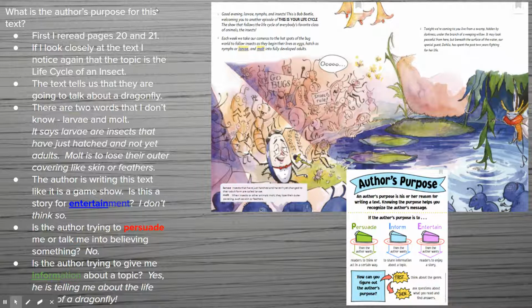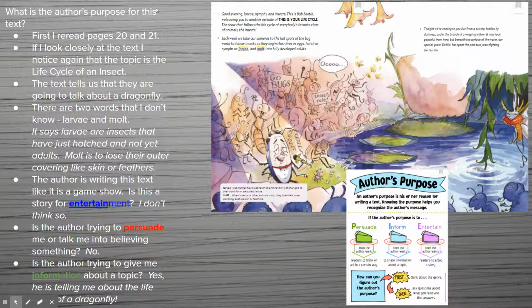So the author is writing this text like a game show. Is this story for entertainment? I don't think so. I mean, there's a little bit that it could be for entertainment. It seems like, with the talking characters, that I might be entertained by that. Is the author trying to persuade me or talk me into believing something? Well, definitely not. There's no persuading here.